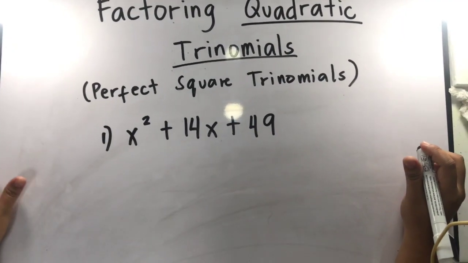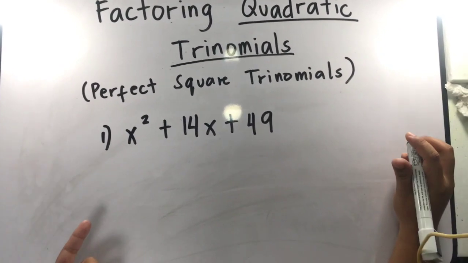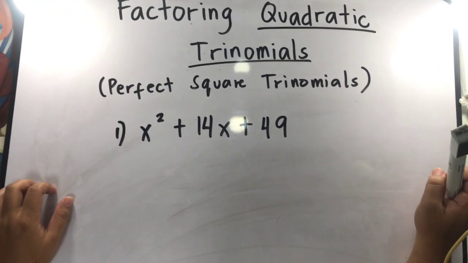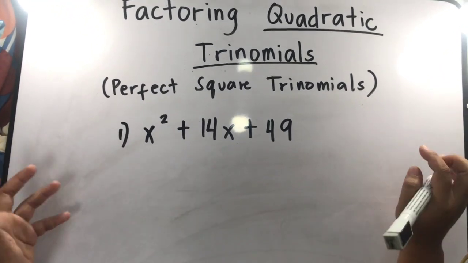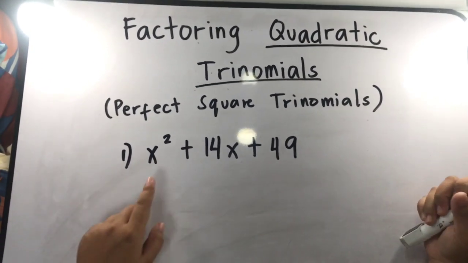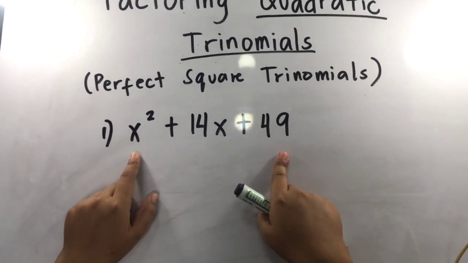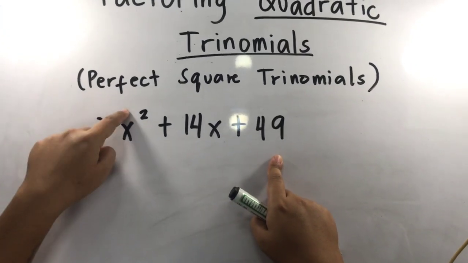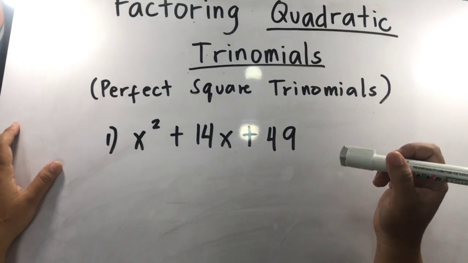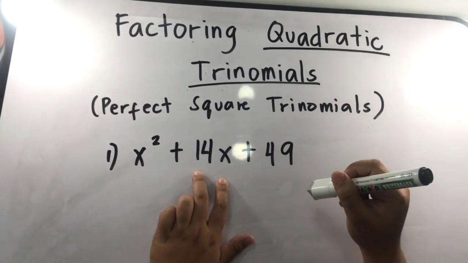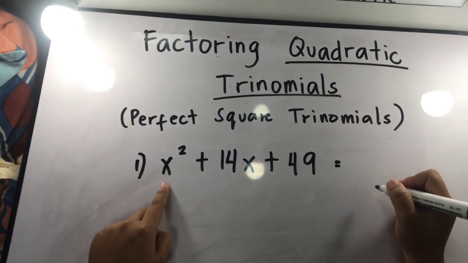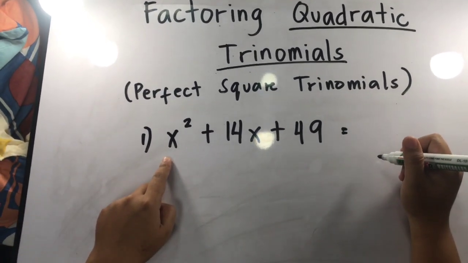Going now to factor the first given. It is x squared plus 14x plus 49. So, first, let us check if this is an example of a perfect square trinomials. So, first term and last term must be a perfect square. X squared, perfect square. 49 is also a perfect square. Now, middle term, so we get the square root of the first term. The square root of x squared is x.